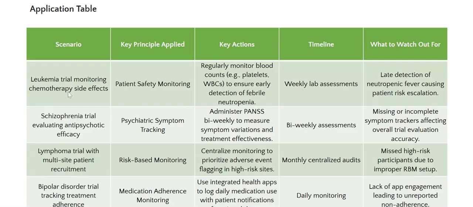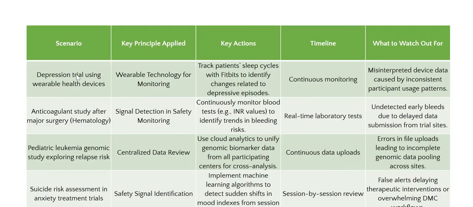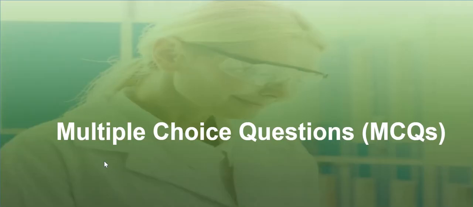for. Scenarios we have: leukemia trial monitoring chemotherapy side effects, schizophrenia trial evaluating antipsychotic efficacy, lymphoma trial with multi-site patient recruitment, bipolar disorder trial tracking treatment adherence, stem cell transplant protocol in myeloma patients, depression trial using wearable health devices, anticoagulant study after major surgery, hematology pediatric leukemia genomic study exploring relapse risk, suicide risk assessment in anxiety treatment trials, remote psychiatric trial in underserved populations.